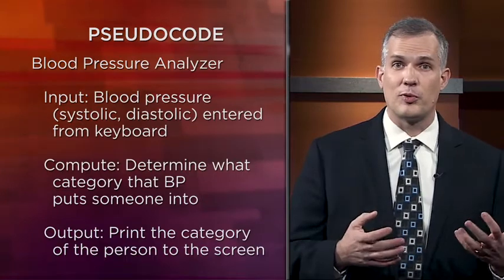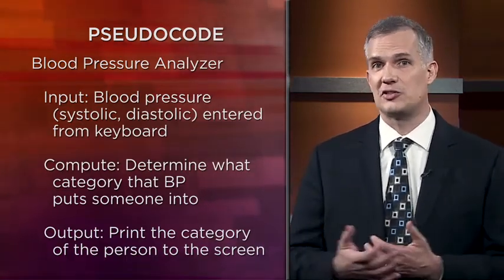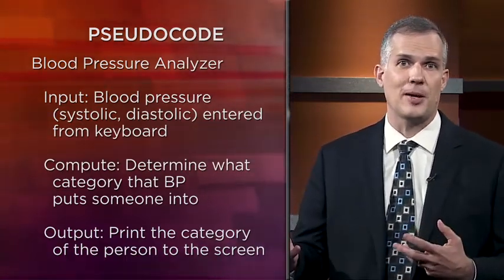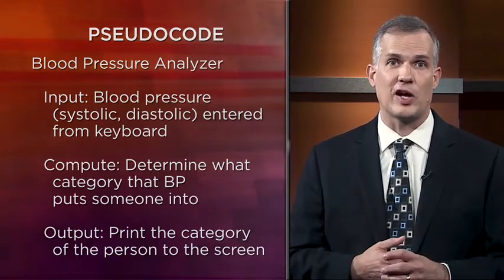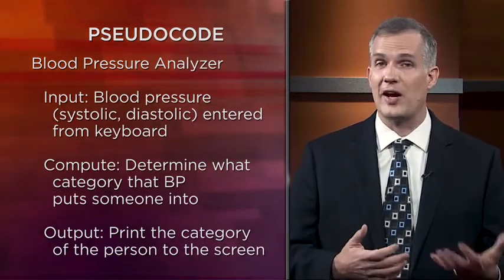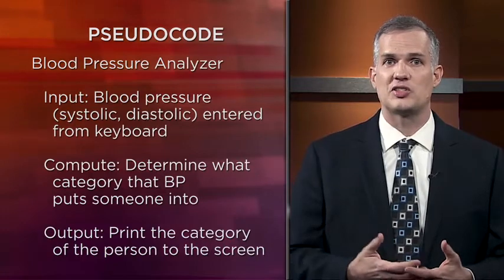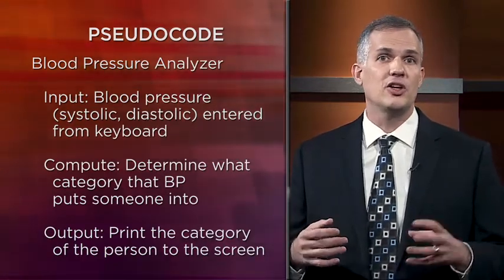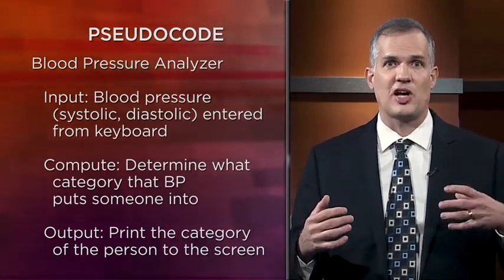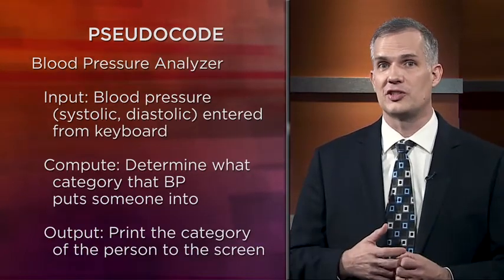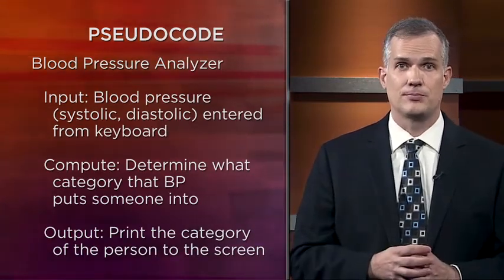A real medical professional would probably want to take other factors into account, like age and lifestyle habits, but we don't have that input in this program. And for output, we'll just output to the person what their category is. You could imagine a more complex output, like possible recommendations for lifestyle changes, but again, we'll keep things simple. So at this point, we have a clear idea of what we want our program to do. And it's now more specific than just a blood pressure analyzer.